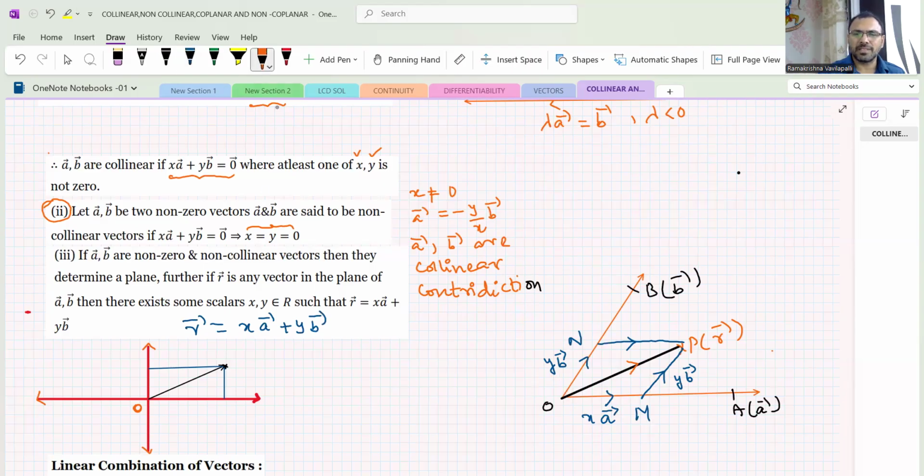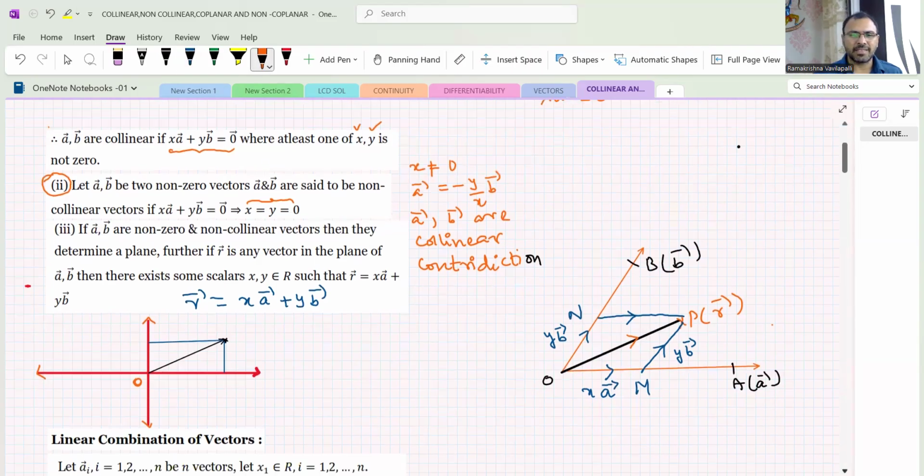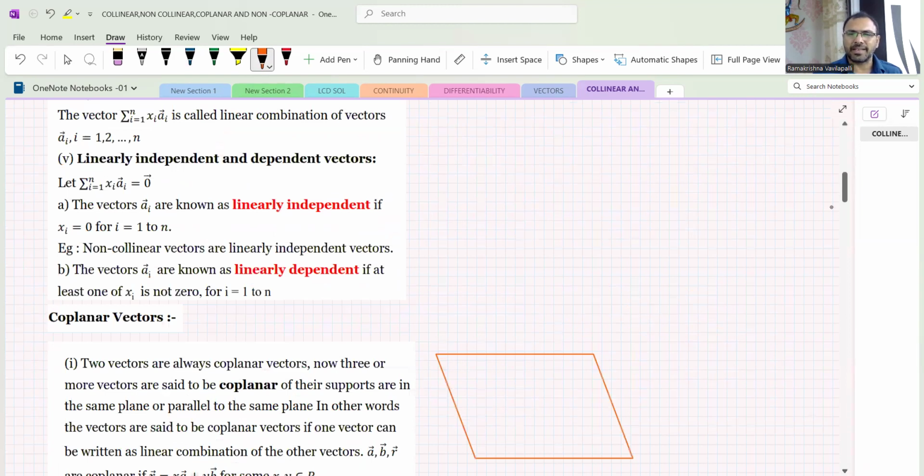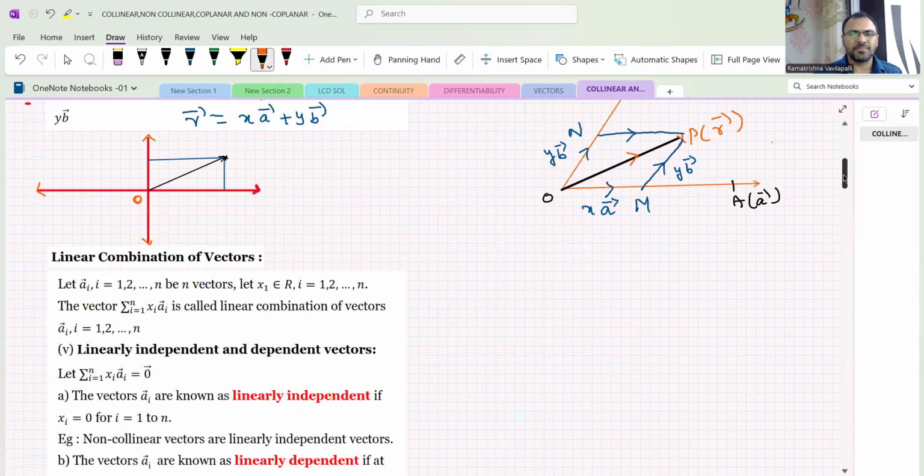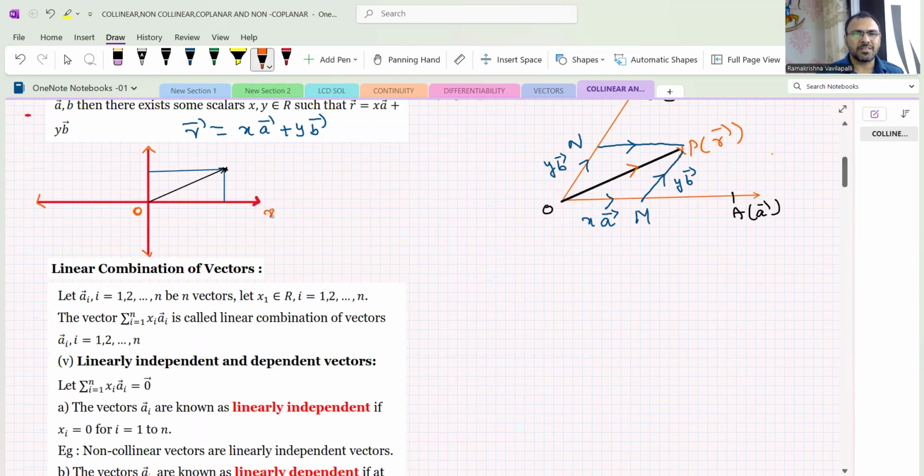For example, consider a rectangular coordinate system. This is the x-axis. Along the x-axis, i cap is the unit vector. Along the y-axis, j cap is the unit vector.